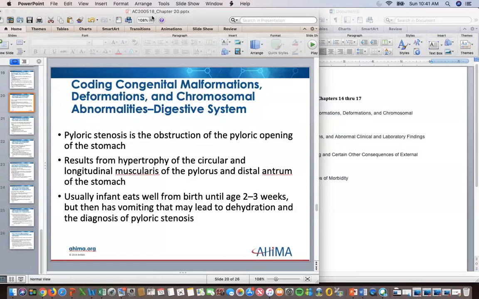hypertrophy of the circular and longitudinal muscularis of the pylorus and dorsal antrum of the stomach. Usually the infant eats well from birth until 2 to 3 weeks, but then has vomiting that may lead to dehydration and is diagnosed as pyloric stenosis.